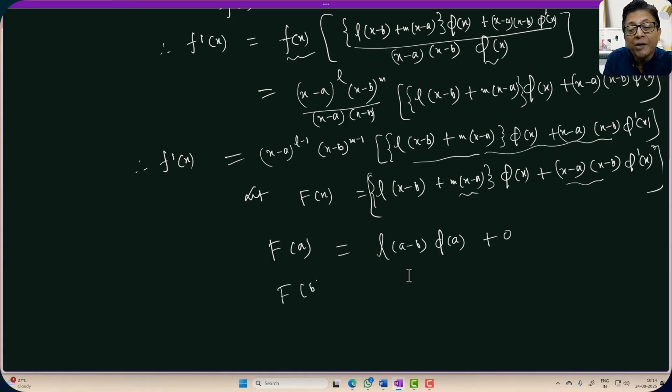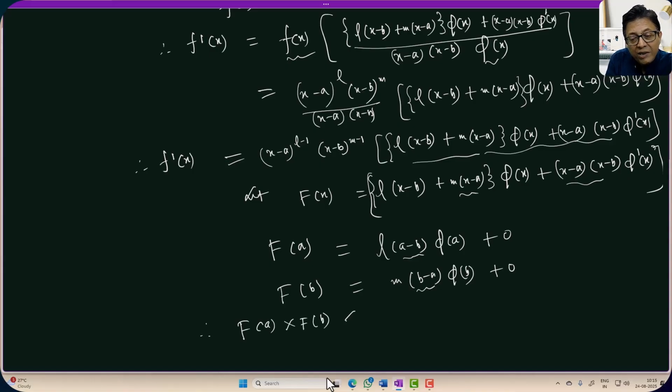And if b, what do you get? This is going to be m b minus a phi b plus 0. Then what is your observation? This a minus b is negative of b minus a. Therefore, what do you get? fa into fb less than 0. What does this imply?